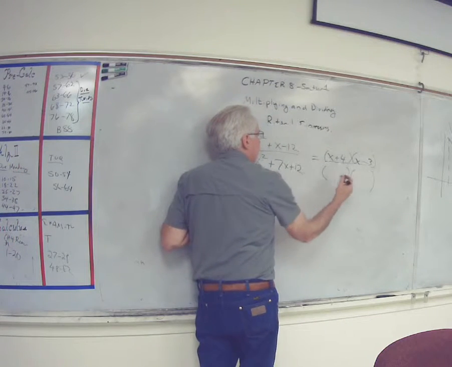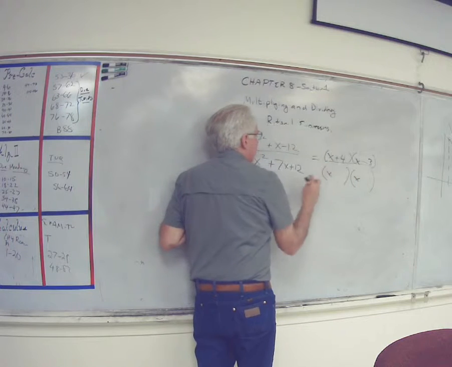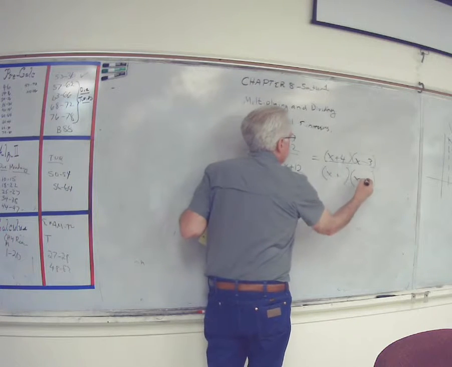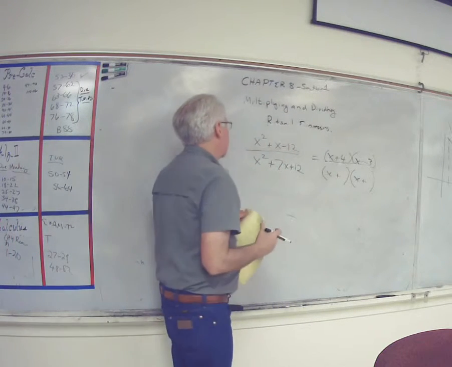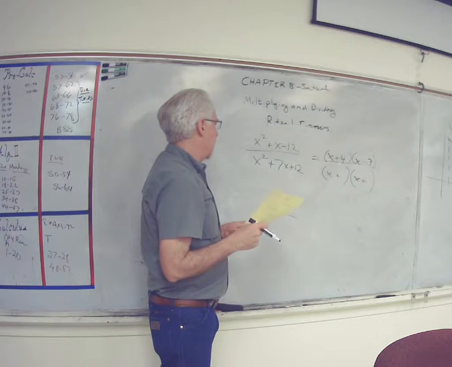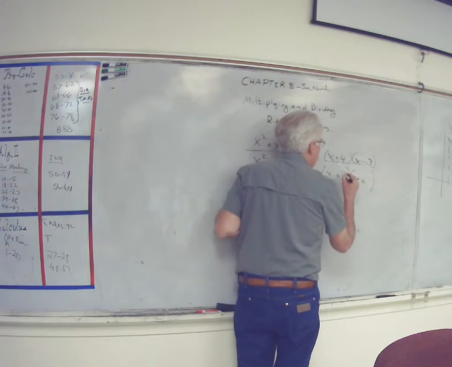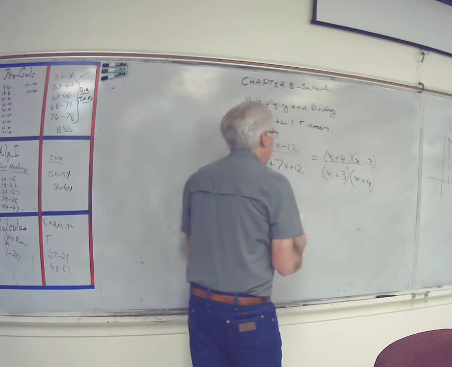Okay, Mario, how am I going to factor this? What goes here and here? X and x. Are the signs the same or are they different? Same. Are they plus or are they minus? Plus. So x plus, x plus. How am I going to get to 7x from 12? Plus 3, plus 4. You're good at factoring, man. Plus 3, plus 4. Okay.